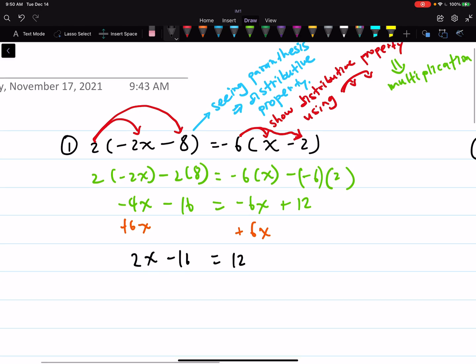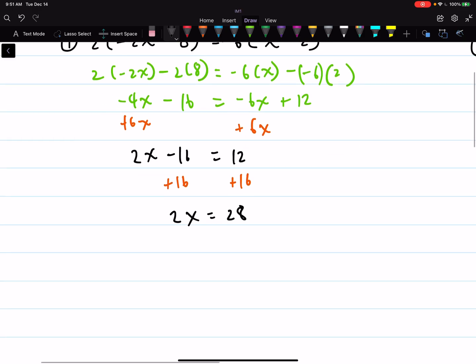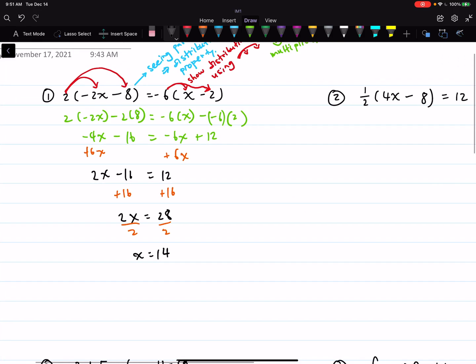0 plus 12 is 12, and then now I'm going to add 16 on both sides. Add 16 on both sides. And then now I got, this cancels out because it becomes 0. 2x is equal to 12 plus 16, which is 28. And then we got to divide 2 on both sides. And then we got x is equal to 14. Voila. So that is the first problem, okay?